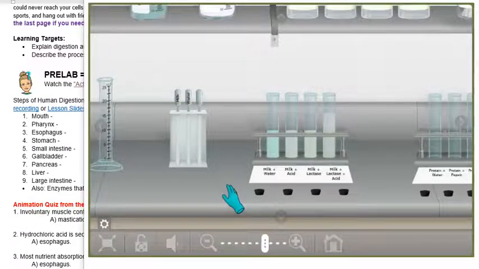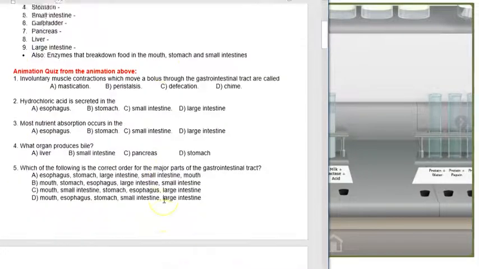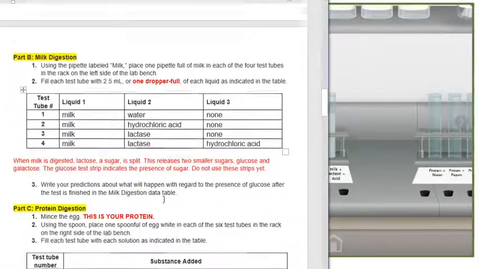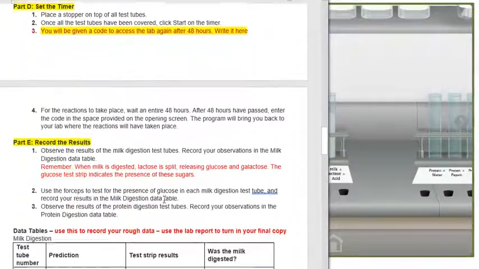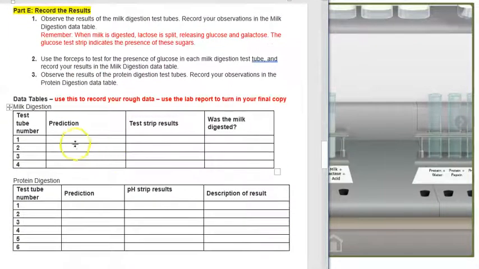So what we're going to do is think about what might make lactose, the sugar, break down into glucose and galactose, the 2 smaller sugars that are present in it. And if you need a reminder of that, feel free to go back and visit your lac-operon lab from Unit 1. But we are going to add these together to the prediction table down here. In Part E, record the results, prediction.